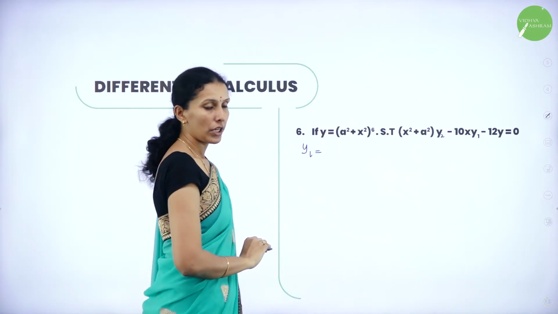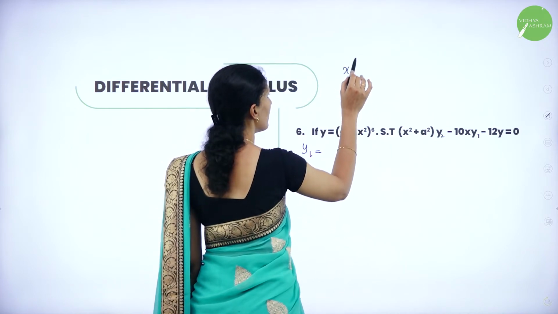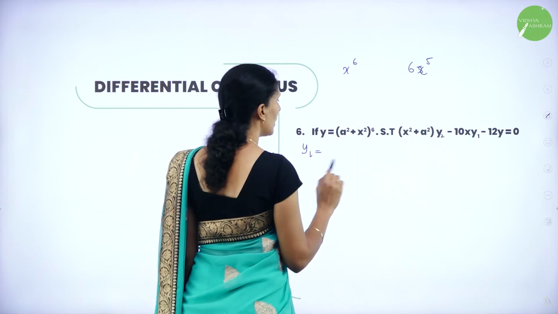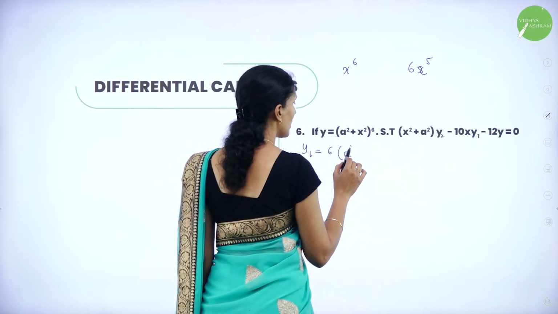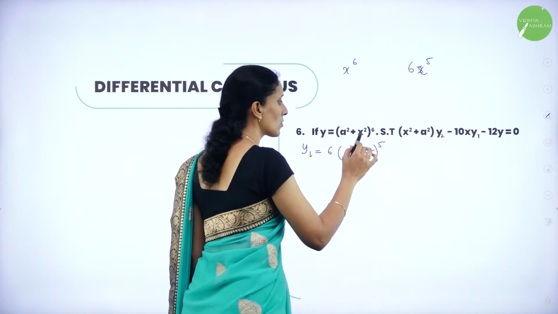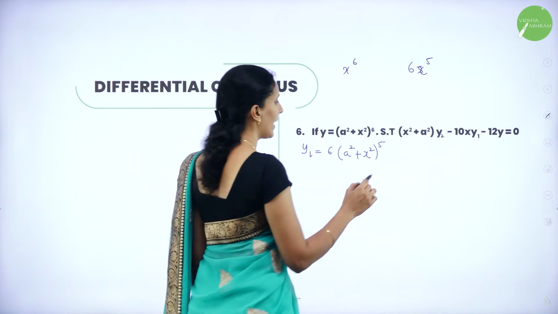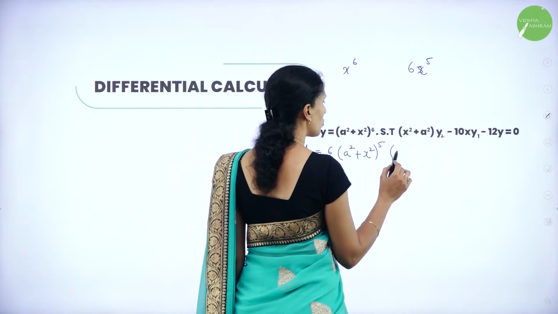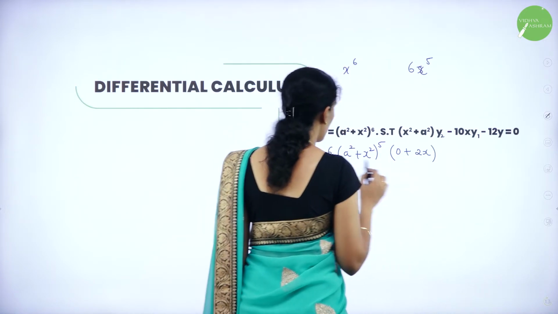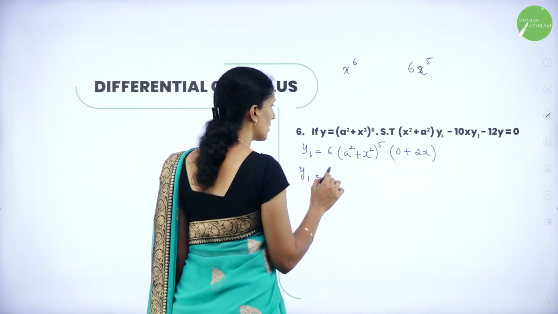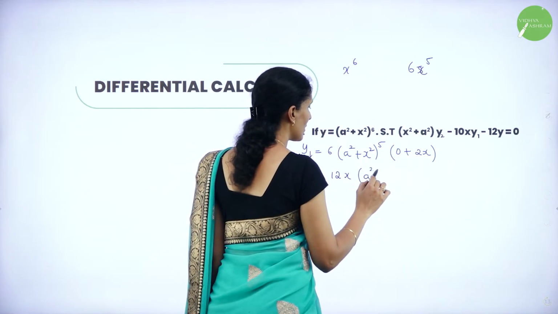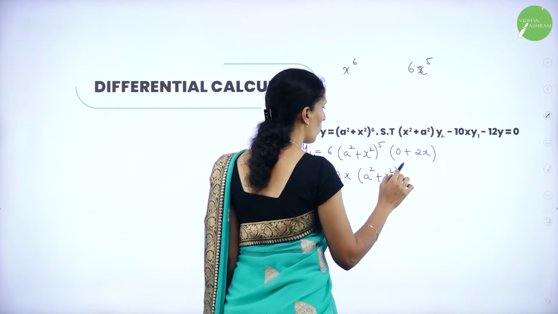First differentiate the power. So if you have x power 6, then you would have written 6x power 5. So similarly, this is 6 into (a square plus x square) whole to the power 5. But a square plus x square is also a function. Again differentiate. Differentiation of a square is 0. Differentiation of x square is 2x. So y1 is 12x into (a square plus x square) whole to the power 5.